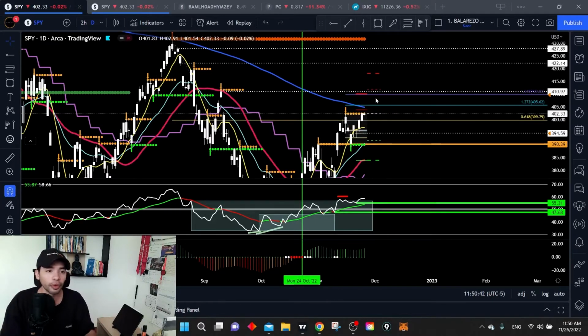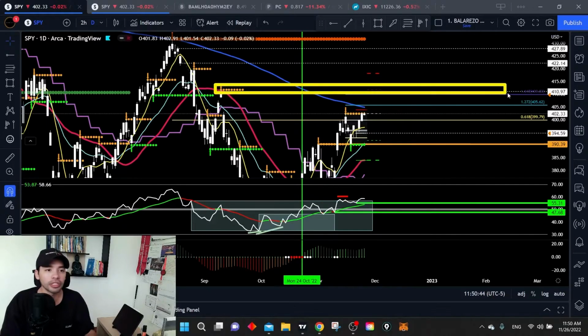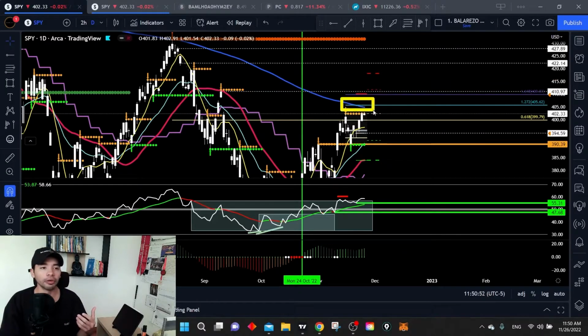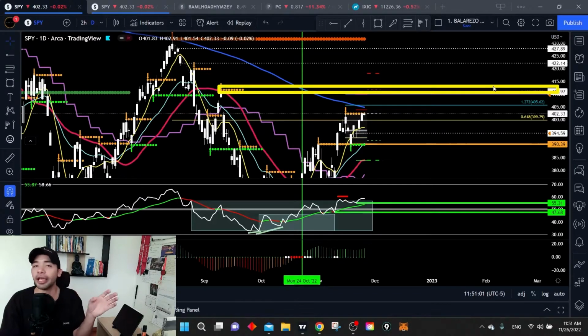And that's one of the reasons that I think we're going to close this gap right here, all the way to 410.97 next week. That's actually what I'm looking for. A lot of people have been calling for some resistance at this 200 daily. But if you actually look at psychology, we have a gap here. We don't have anyone here.